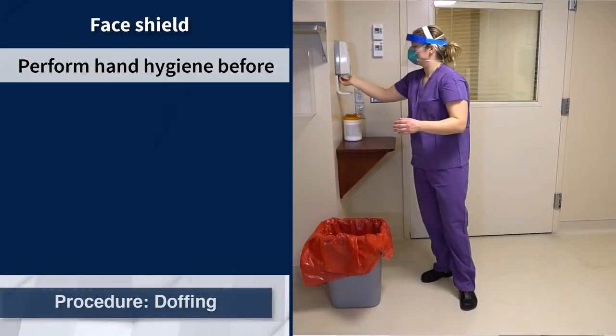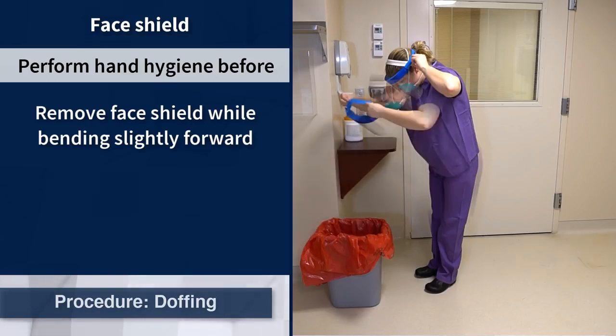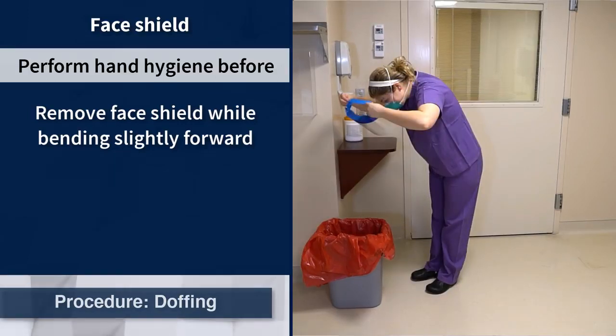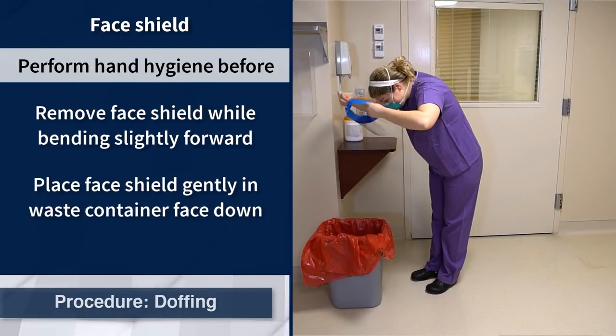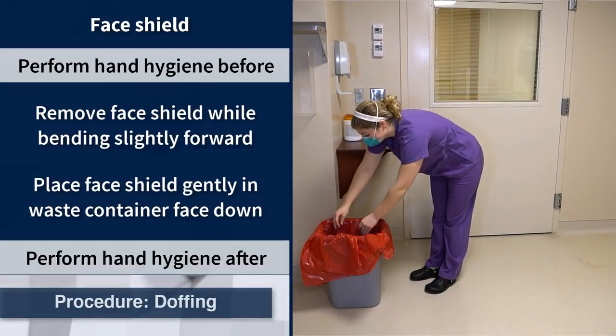Perform hand hygiene. To remove the face shield, bend slightly forward and grasp the headband from the sides or back of the head. Pull the band forward, over and away from the face. Alternatively, pinch the front of the visor and pull it off from the front to avoid placing hands behind the head where they cannot be seen. Once removed, place the face shield gently into the trash face down and perform hand hygiene.